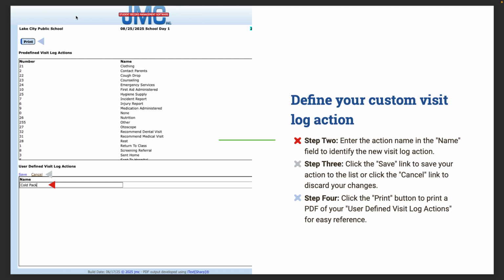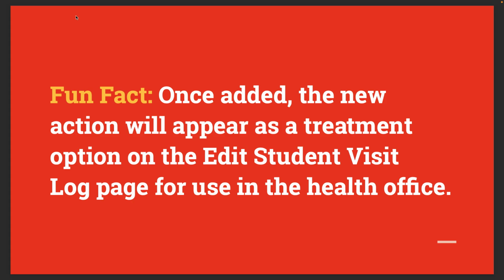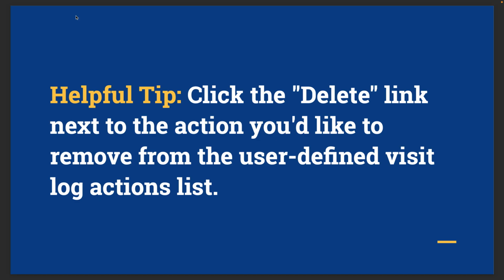Step 2, enter the action name in the name field to identify the new visit log action. Step 3, click the Save link to save your action to the list, or click the Cancel link to discard your changes. Step 4, you can click that Print button to print a PDF of your user-defined log actions for easy reference. Fun fact, once added, the new action will appear as a treatment option on the Edit Student Visit log page for use in the health office.